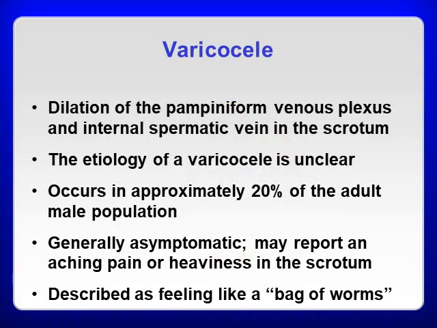So we talked about a hydrocele. A hydrocele is an abnormal fluid development in the scrotum. A varicocele is when you get dilation of the venous plexus with the spermatic vein in the scrotum. So it's basically like varicose veins in the scrotum. Again, the etiology is unclear. It's not quite sure why they develop.